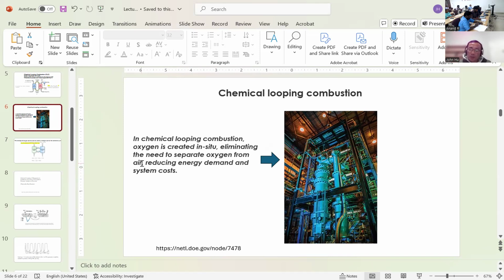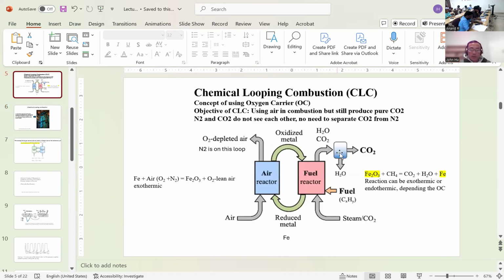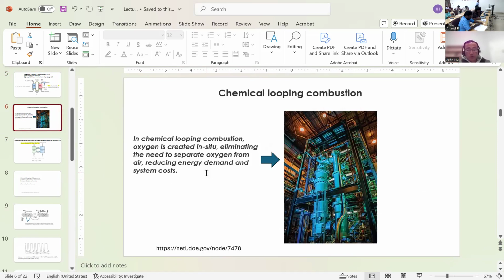Remember oxy combustion, you had to separate oxygen from the air in order to do oxy combustion. Chemical looping is not oxy combustion, but achieves the same. In oxy combustion, you produce pure CO2. Here, you do the same. Remember the combustion, you still have pure CO2, but using air. Okay, so I want to continue reading: eliminating the need to separate oxygen from air, reducing energy demand and the system cost. Energy demand, because this is fully integrated, and there are a lot of heat exchanging involved. But true.